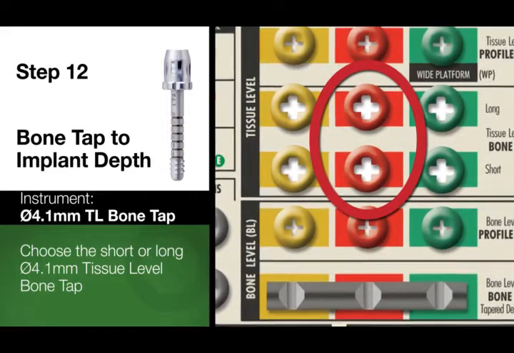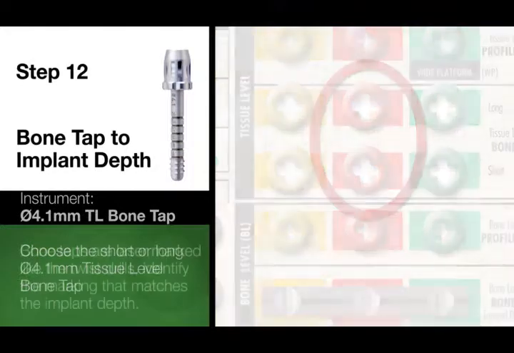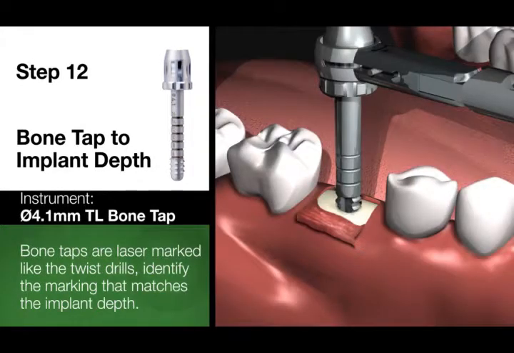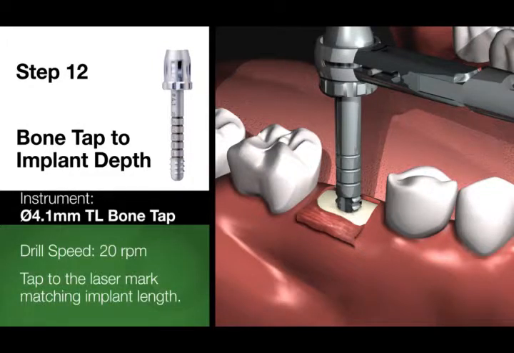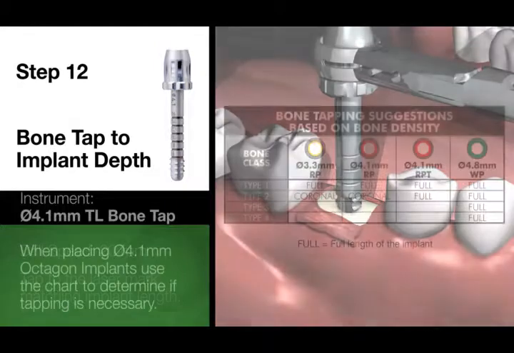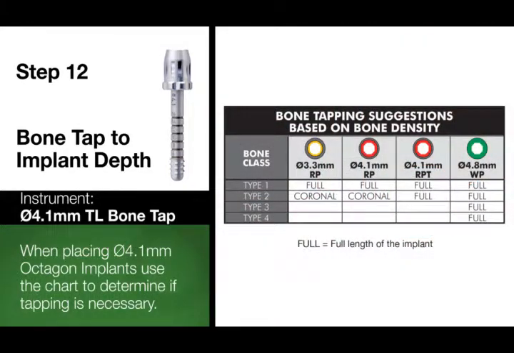Choose the 4.1 mm tissue level bone tap and identify the laser marking matching the length of the implant you will place. Cut the threads into the osteotomy to match the implant depth. Tap at a slow speed not to exceed 20 RPM. When tapping to the full length of an implant, please review and consider this chart for bone tapping based on varying bone density.